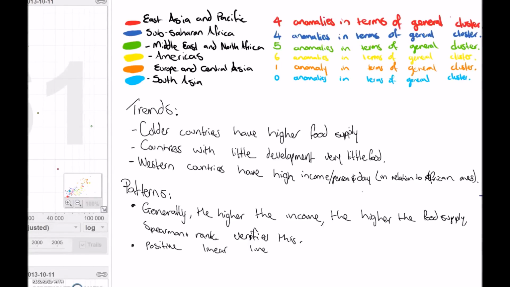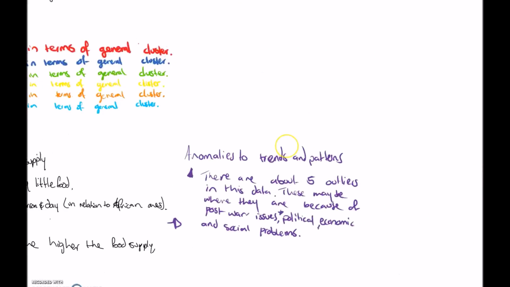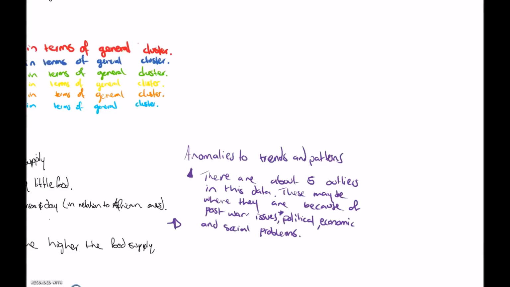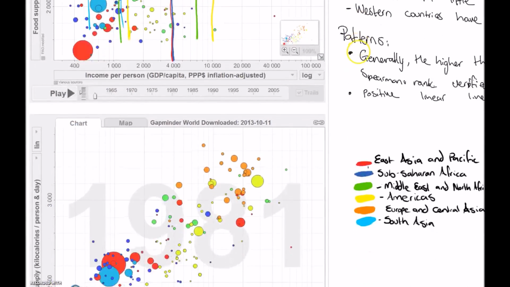Patterns: generally the higher the income, the higher the food supply, and the Spearman rank, which I will talk about later, verifies this. So you can see that there's a positive linear line, even though there are a number of outliers. Now, anomalies to these trends and patterns are the about 5 outliers that I mentioned earlier, and besides them being there because of their resources, these may be because of post-war issues, political, economic, and social problems, or advantages in some other countries' cases.